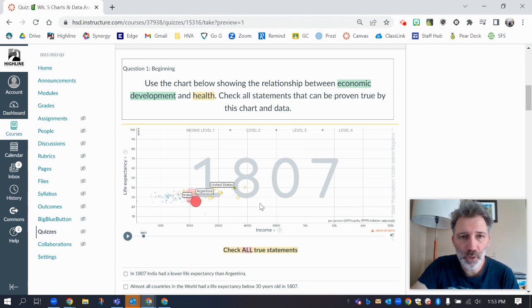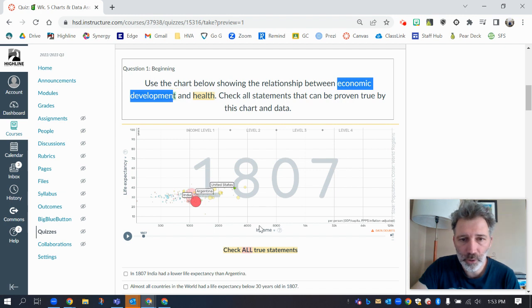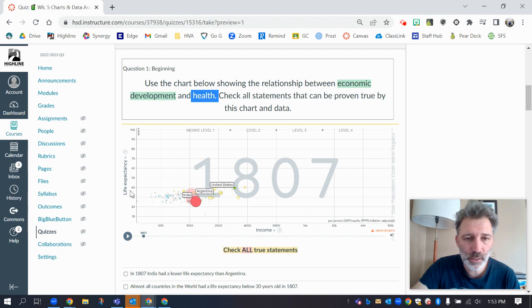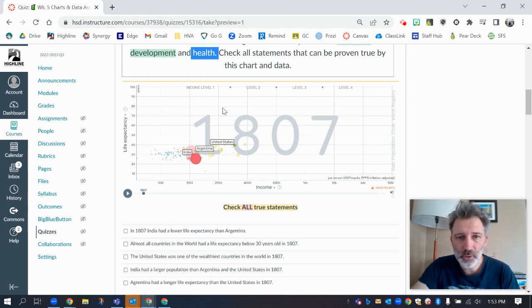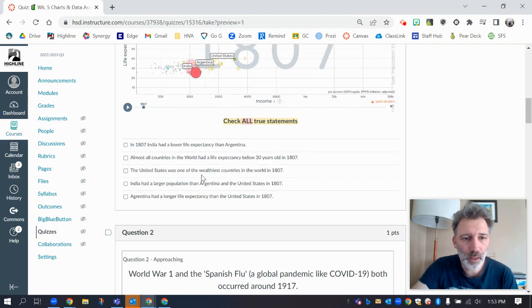Question number 1, you're going to use this chart here that shows the relationship between economic development, so that's like income per person, as well as health, which they're using life expectancy. And so based off this chart in 1807, check all the statements that apply, all the true statements.